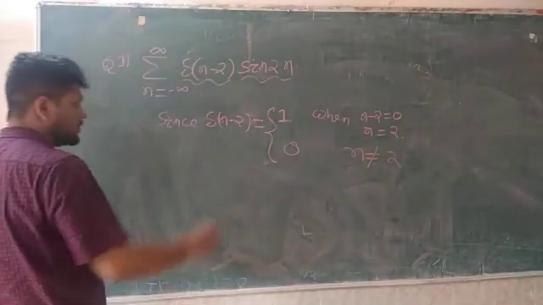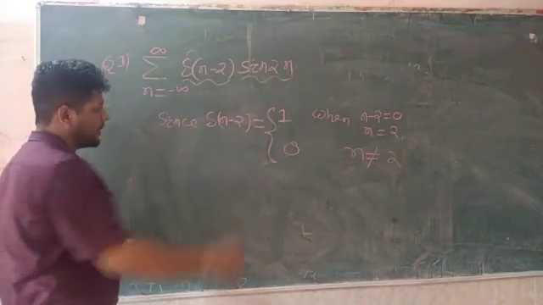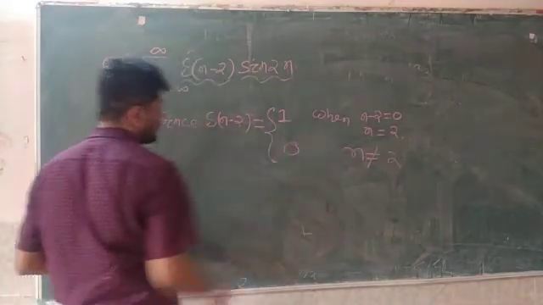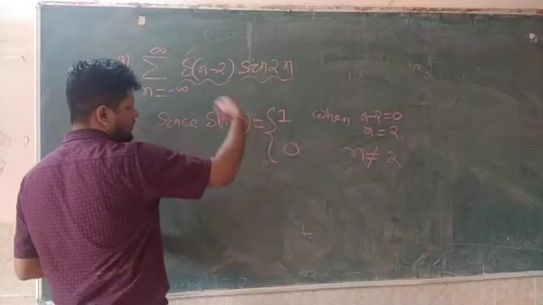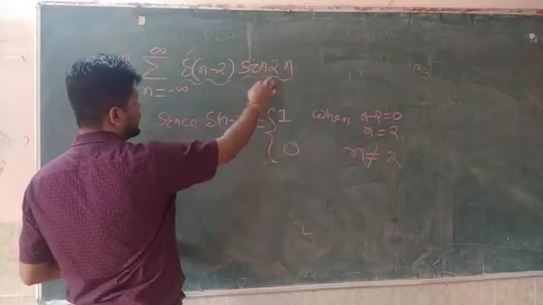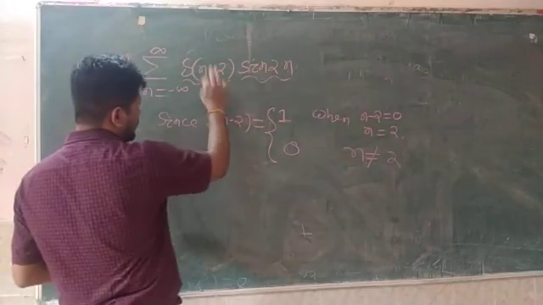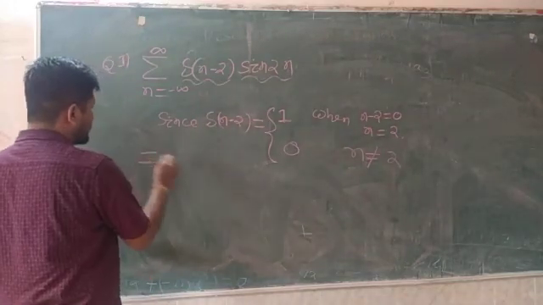So obviously this becomes minus infinity, no need to worry about it, because for all the remaining values this value is equal to 0. This value 0 means the product will be 0, because this is multiplied with sin 2n, the product will obviously be 0. So this value exists only at n equal to 2. So what will be the answer?